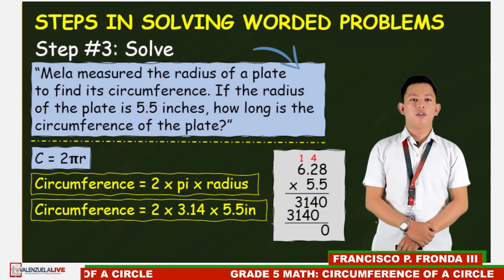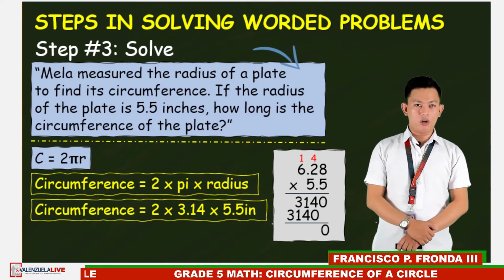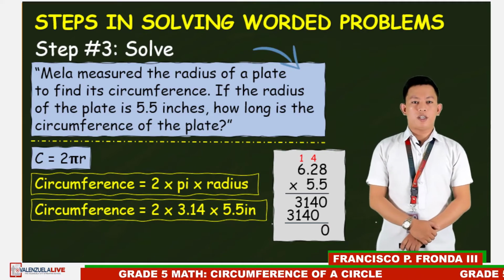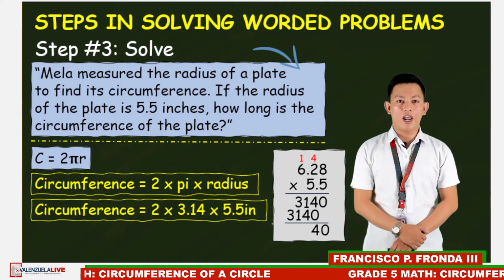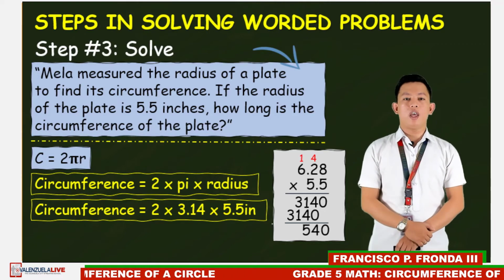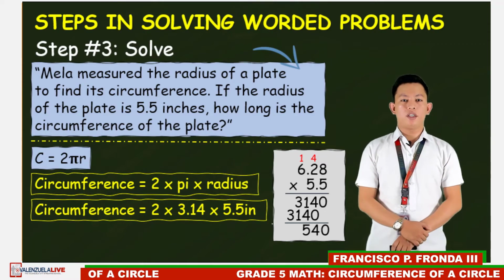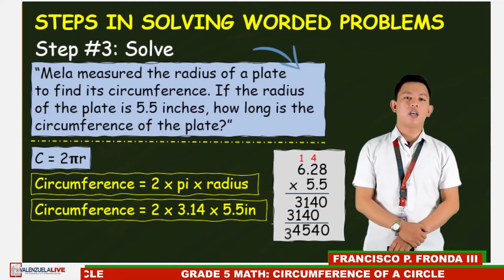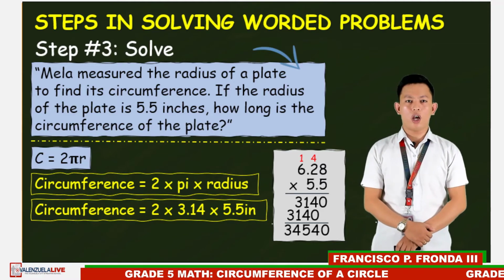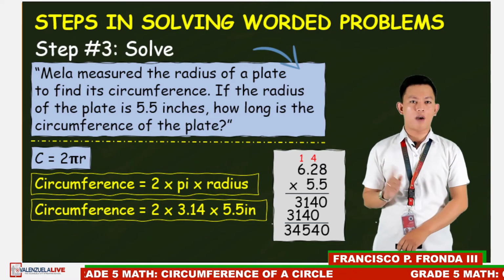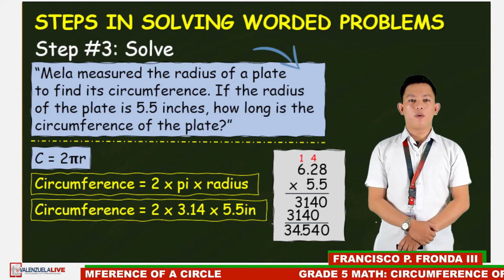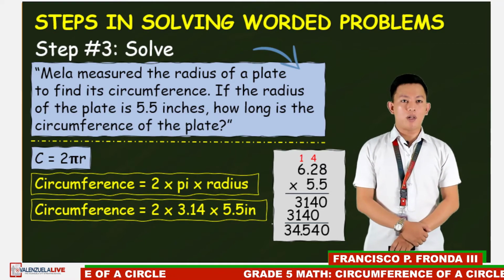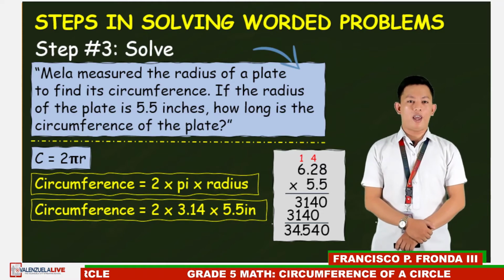Then add. Bring down 0. 4 plus 0, the answer is 4. 1 plus 4, the answer is 5. Then 3 plus 1, the answer is 4. And bring down 3. Take note, how many decimal places do we have? We have 3 decimal places. So, we're going to place the decimal point between 4 and 5.